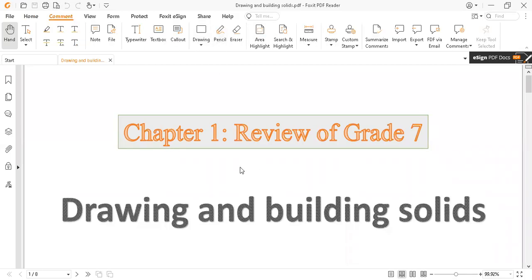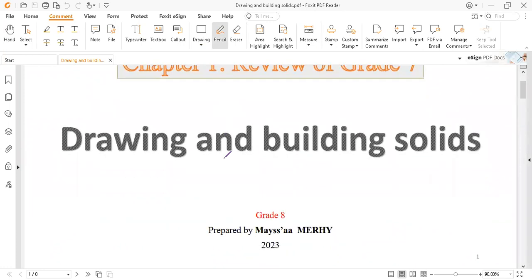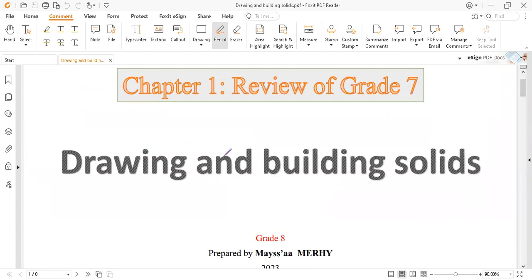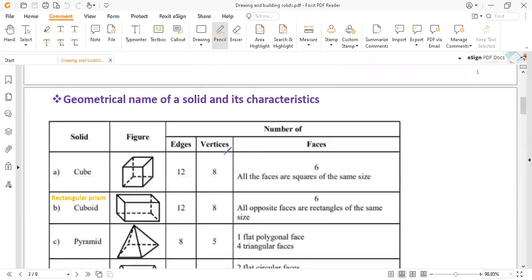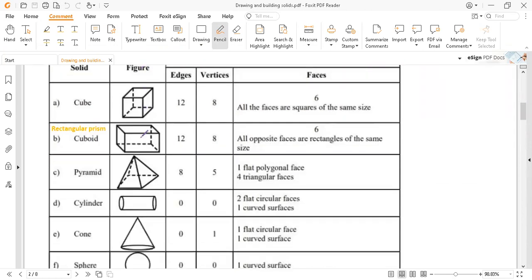Hi everyone. Today we will focus on drawing and building solids as a review from grade 7. First of all, we need to know the geometrical name of a solid and its characteristics. Normally, as geometrical solids in three-dimensional space, we are talking about shapes in three-dimensional space that can be filled and that have a volume.